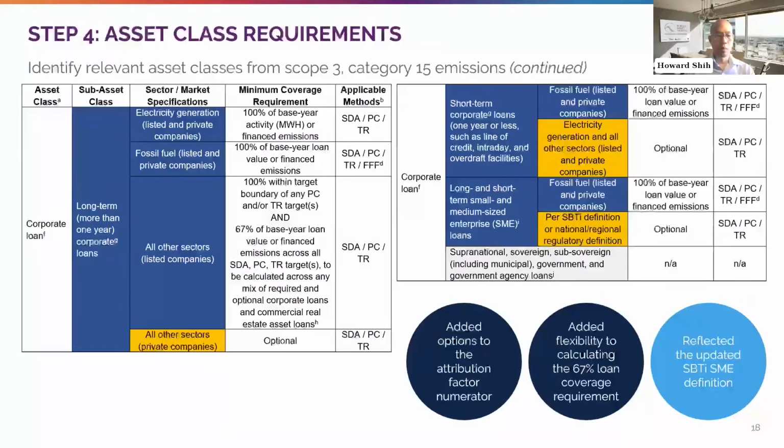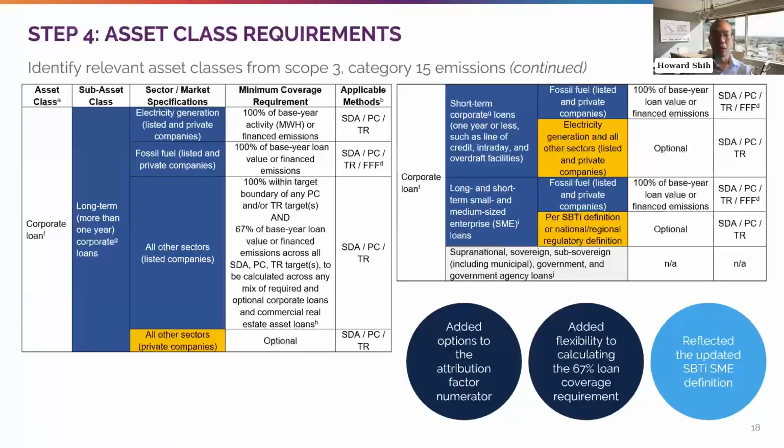And then I believe one more example of changes to Table 1. So for corporate loans, a few changes have been made in version 2. So we added some flexibility. So first, FIs can now choose to use the loan outstanding amount, loan commitment amount, or exposure at default as the numerator of the attribution factor that they use to calculate finance emissions for corporate loans. Secondly, flexibility has been added to the calculation of the 67% minimum coverage requirement for long-term loans to other sectors.